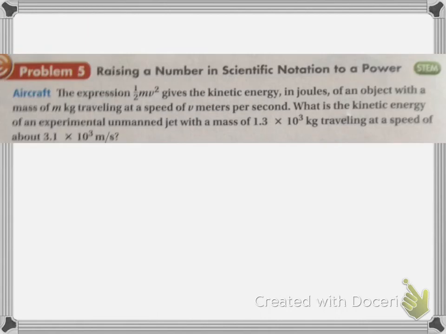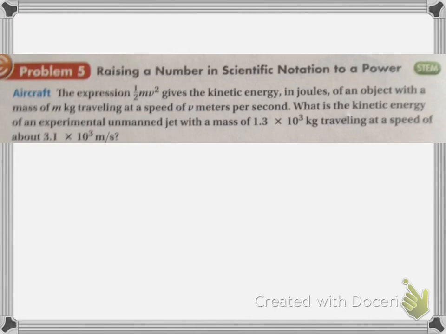Okay, so example 5 is a real world question. It's about aircraft engineering, and this is a STEM question, so science, technology, engineering, and mathematics. So if you're interested in all that, this would be a good problem for you. And it's a word problem, which you all love, I know. It says the expression 1/2 mv squared gives the kinetic energy in joules of an object with a mass of m kilograms traveling at a speed of v meters per second. So they want to know the kinetic energy of an experimental unmanned jet with that mass that it says and the speed that it says.